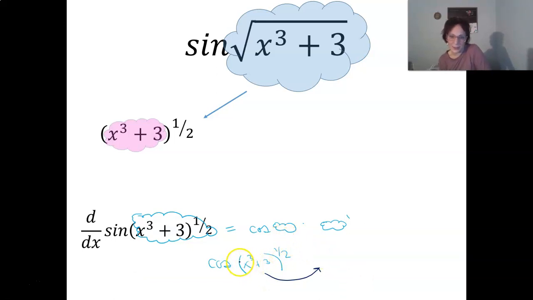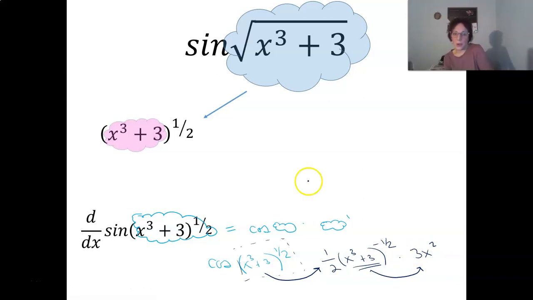In other words, act like this here is a whole new problem. I just need to take the derivative of that. Well, when I take the derivative of that, it becomes 1/2 x cubed plus 3 to the negative 1/2, but there's a chain here as well. So I have to take the derivative of what is inside there. The derivative of the sine of cloud is the cosine of cloud, and then when I take the derivative of my cloud, that's this whole thing. This is your cloud prime.